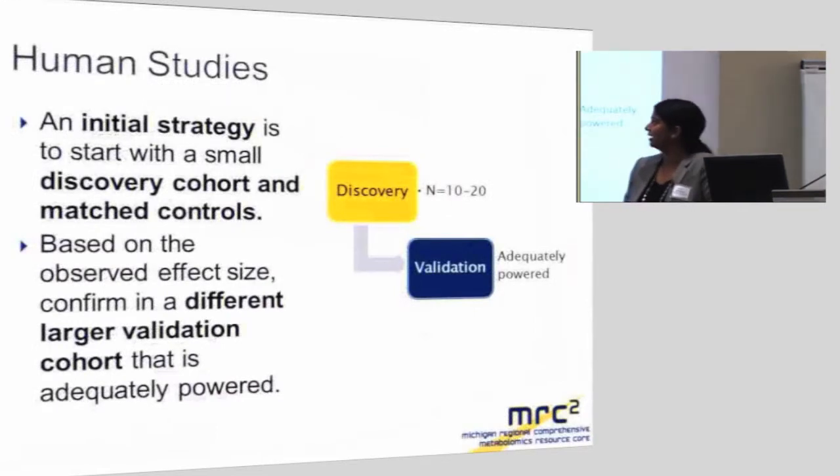Human studies, because of the variables that we're going to measure, we probably need a big sample size. But one good strategy is to start with a small discovery cohort, 10 to 20 patients, and see what the effect size is. Because most often you're testing a hypothesis that has not been tested before. Therefore, you have no clue about the effect size. And once you get an idea from the discovery cohort what the effect size is going to be, you can plan a larger validation cohort, powered well to confirm your findings.